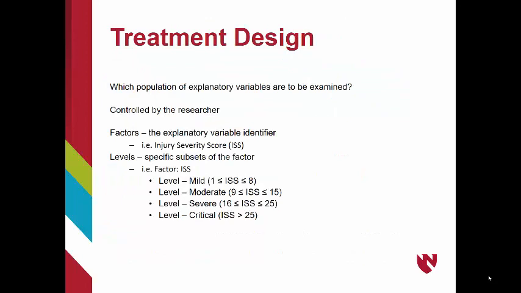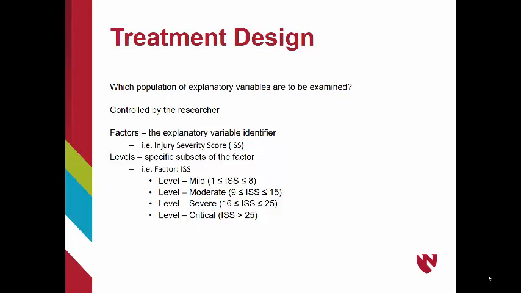Okay, so the treatment design in this case, what we need to look at is which population of explanatory variables are to be examined. This is controlled by the researcher, right? So the factor that we're looking at is the injury severity score. We want to use that to explain ionizing radiation exposure. So the injury severity score basically ranges from 0 to 75 if you're not familiar with it. They split the body into 6 regions, I believe. They score each of the regions on a scale of 1 to 3, I believe. Maybe it's 1 to 6. Sorry, I don't remember off the top of my head.